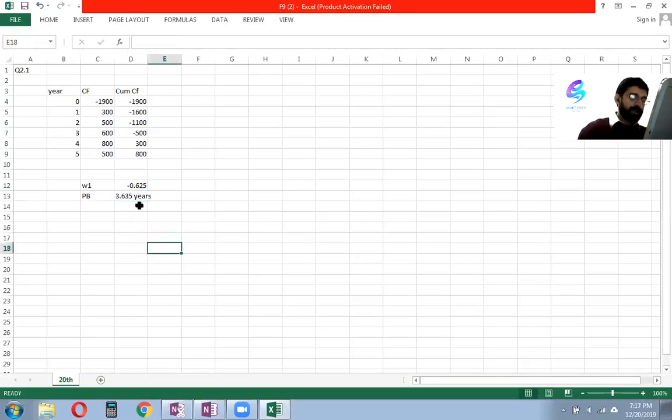Right? Payback period is 3.625. 3 years complete, and the 4th year will not be exactly complete, so it will be 0.625 of the 4th year, right? And if you want to calculate that in months and years, we can see that it's 3 years, and then how many months? You would say 0.625 multiplied by 12. So this will give you 7.5 months, right? So it's 3 years and 7.5 months. All right.